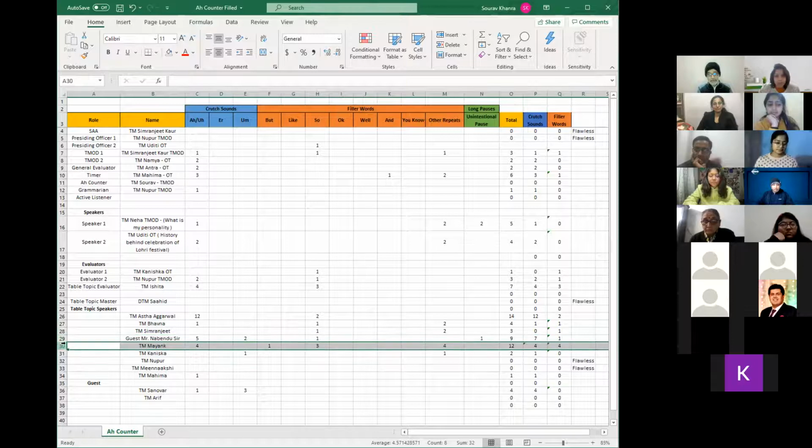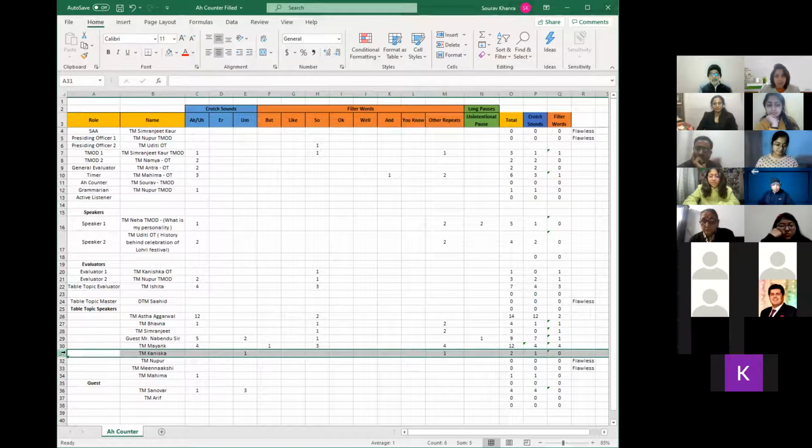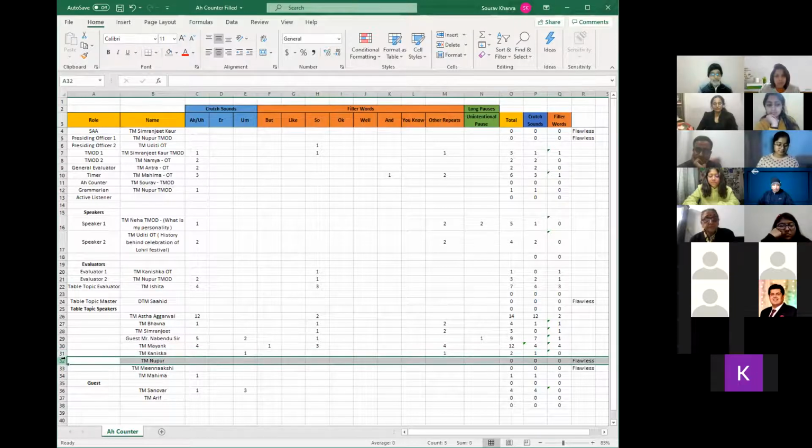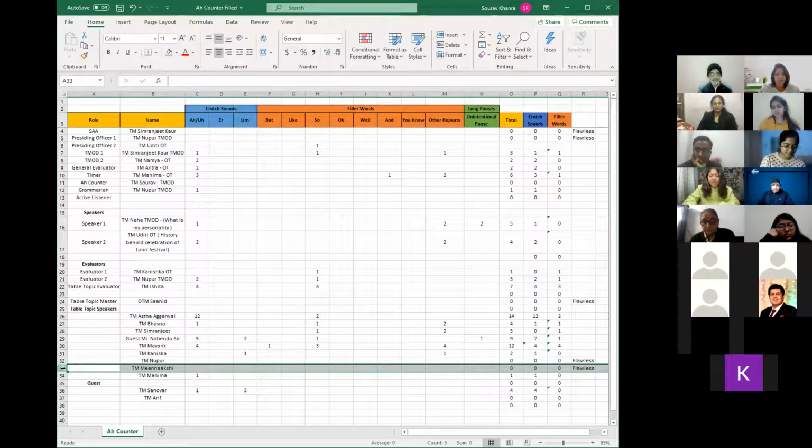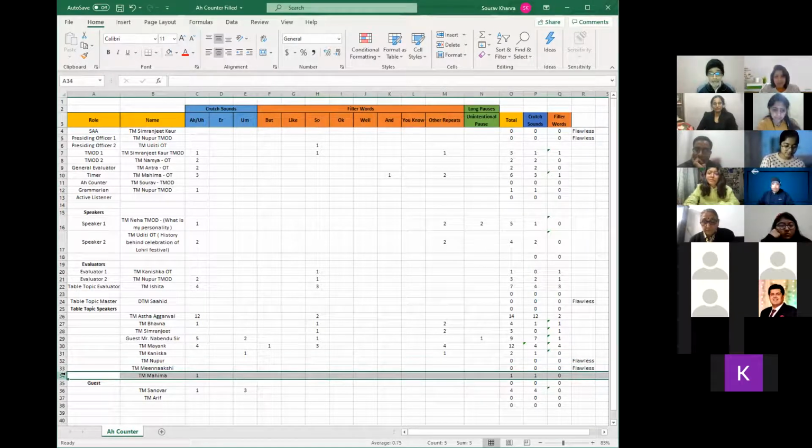Toastmaster Mayank took 12 counter words, where 4 are crutch words and 4 are filler words. Toastmaster Kanishka took 2 counter words. Toastmaster Nupur in this case is flawless. Toastmaster Meenakshi ma'am is also flawless. Toastmaster Mahima took 1 in total, and that is a crutch word.